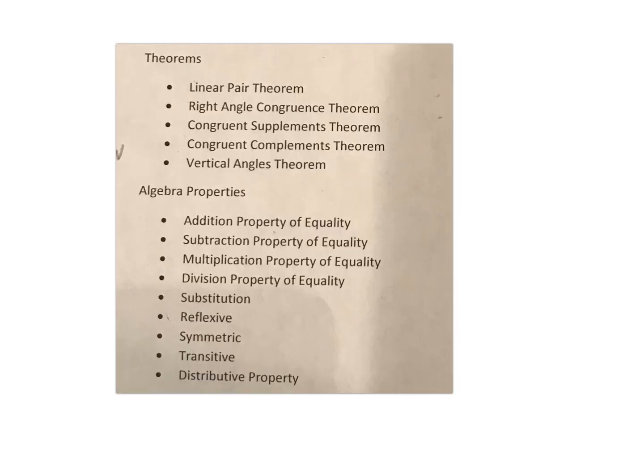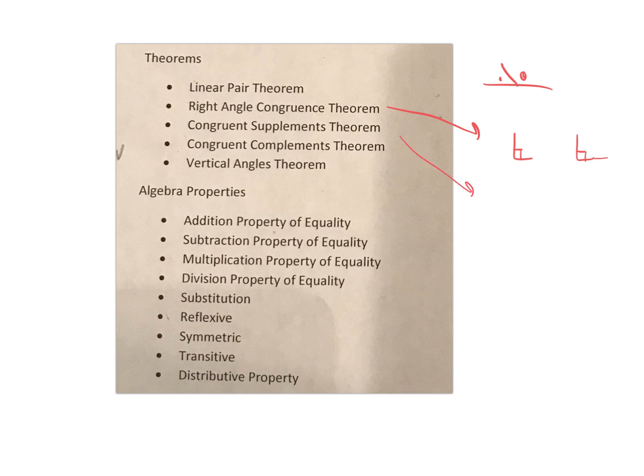Okay, quick review of this stuff. Linear pair theorem basically says that if you have a linear pair, this thing plus this thing equals 180. Right angle congruence theorem means that if you have a right angle and a right angle over here, then they're both congruent to each other.